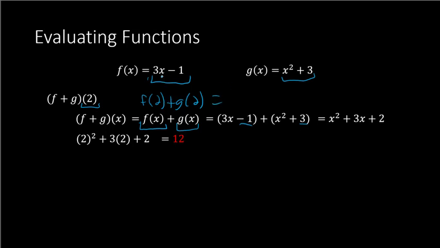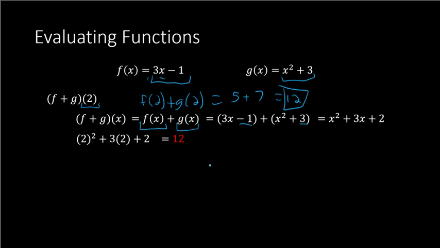If you plug a 2 in for x in the f function, we have 3 times 2 minus 1, which is 5. Plug a 2 into the g function, we have 2 squared plus 3, that would be 7. And notice 5 plus 7 is equal to 12. So two ways to approach that. Either way, we're going to get 12 as our solution.